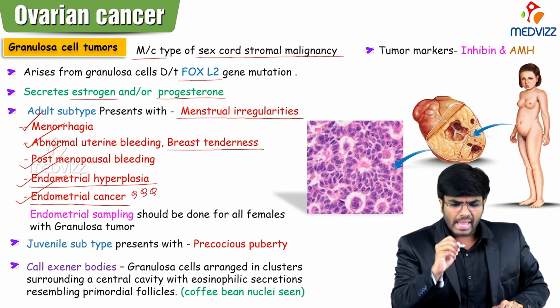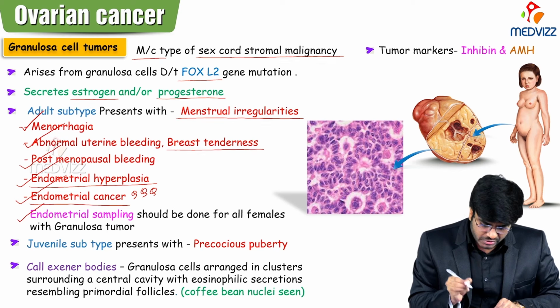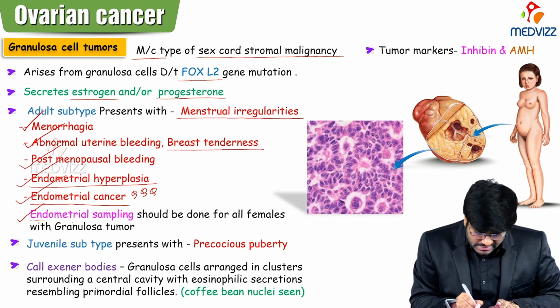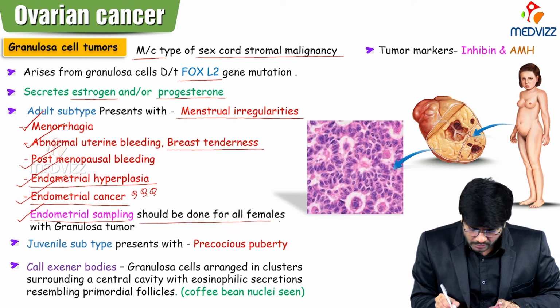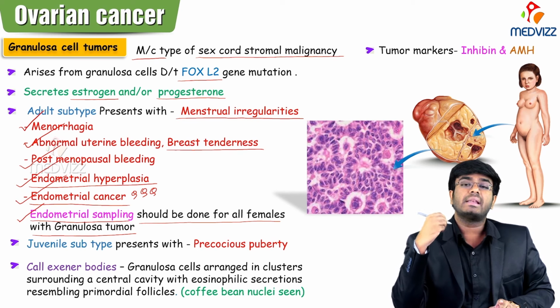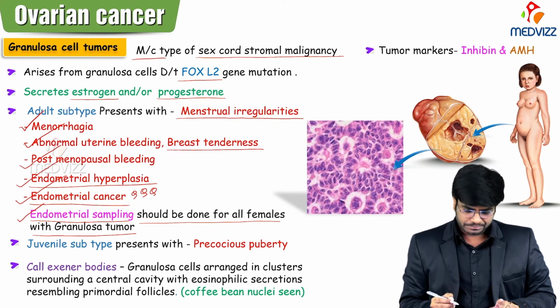So what should we do? As she has this high risk, we have to do endometrial sampling. This is a screening we are doing. So endometrial sampling should be done for all females with a granulosa cell tumor. Why? Because they are at risk of getting endometrial cancer.